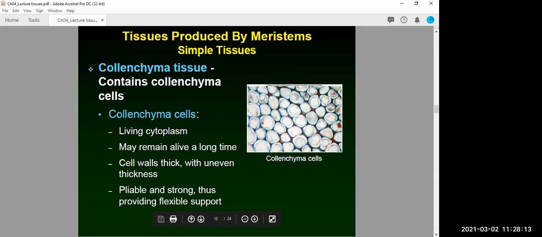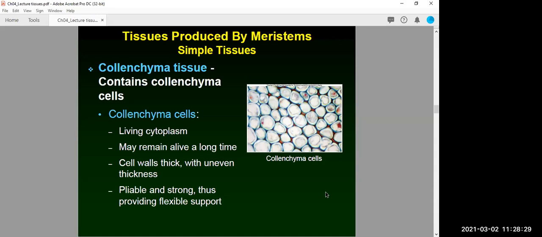Okay, next is collenchyma. So let's take a look at the picture on the right here. You can see that these cell walls are unevenly thickened. They just have a primary cell wall, and those are going to be the main characteristics of the collenchyma.